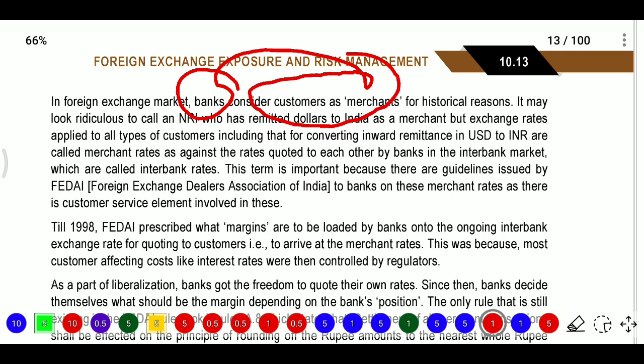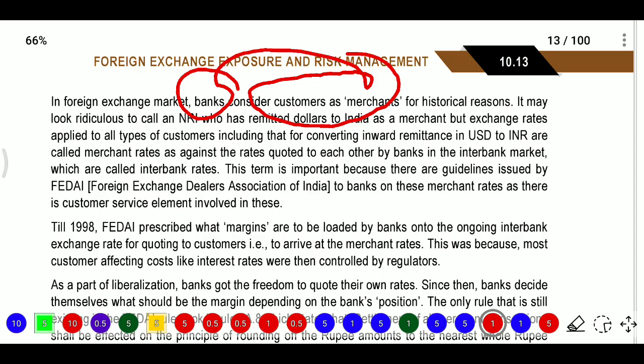Even if the person is an NRI, a non-resident individual, the bank will still call them a merchant and provide the merchant rate, as distinct from the interbank rate. This term is important because guidelines are issued by FEDAI, the Foreign Exchange Dealers Association of India, on this merchant rate, since there is a customer service element involved.